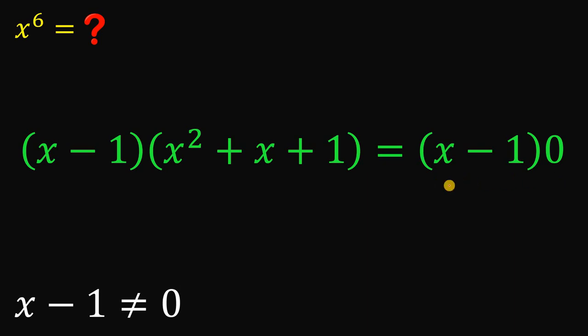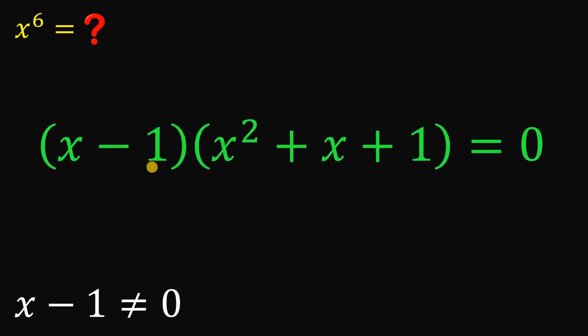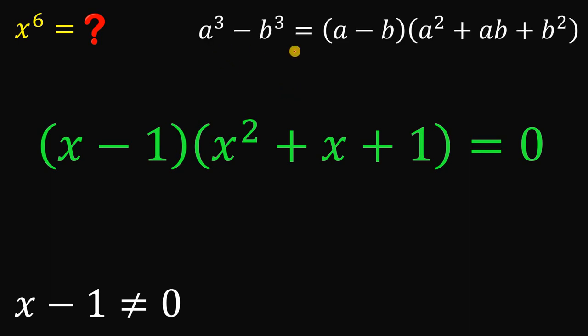Now, x minus 1 multiplied by 0, this is just 0. And to multiply x minus 1 by x squared plus x plus 1, we can recall this identity, a cubed minus b cubed. Because if we factor a cubed minus b cubed, it looks something like a minus b multiplied by a squared plus ab plus b squared.